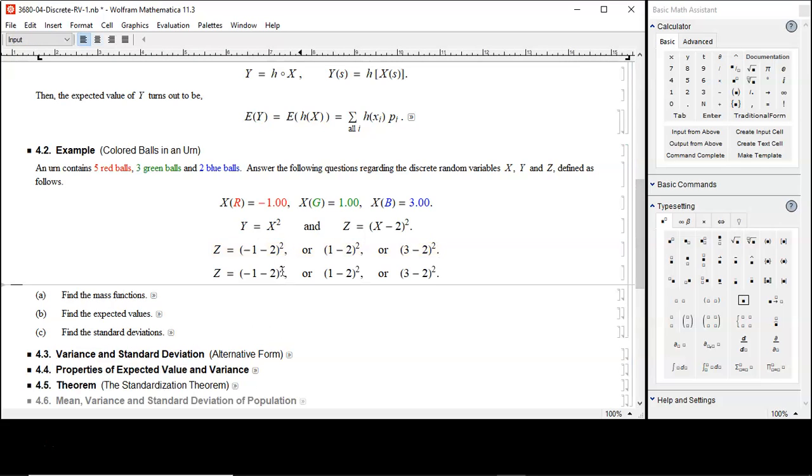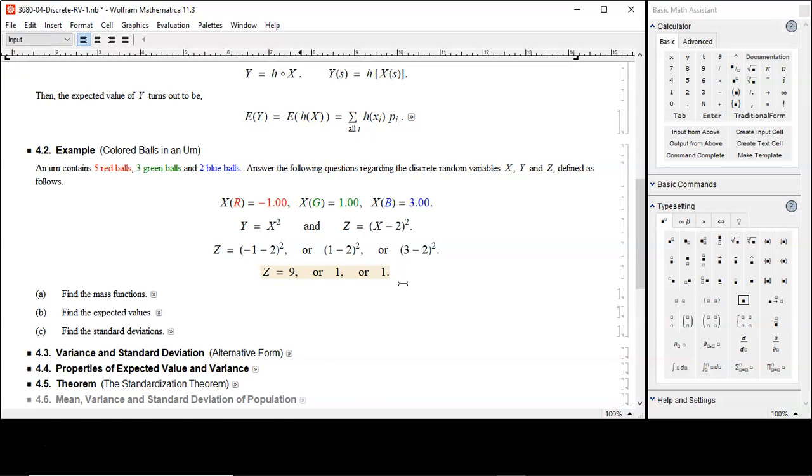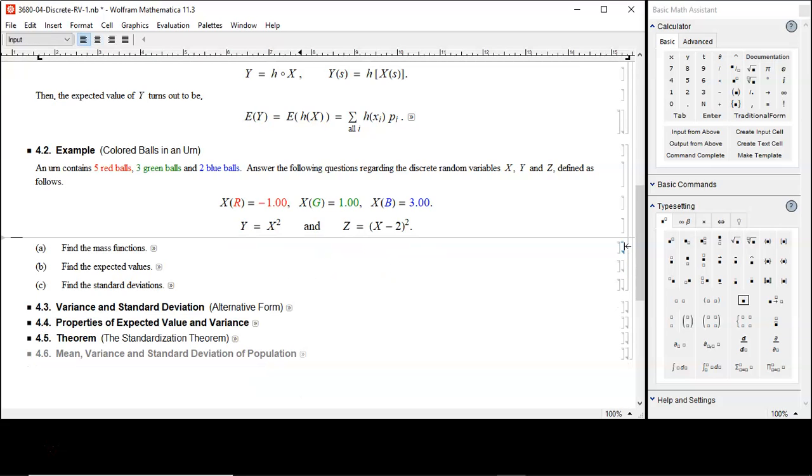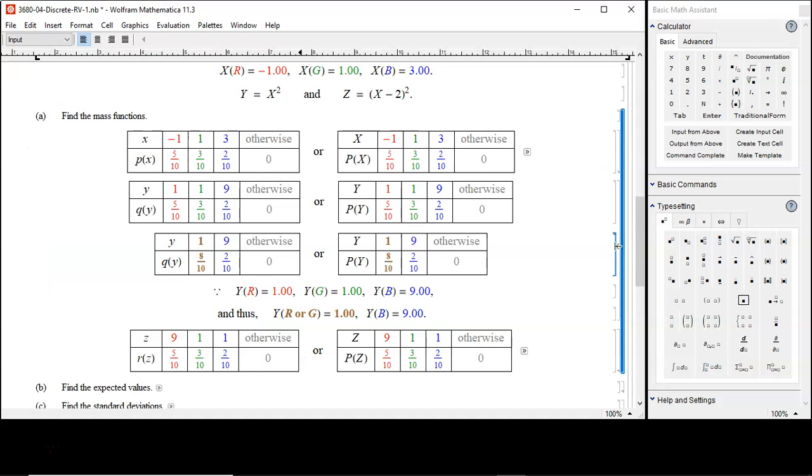So -1 minus 2 squared, -3 squared, so that's 9. 1 minus 2 squared, -1 squared, so that's +1. And 3 minus 2 squared, +1 squared, so it's 1. Just like the previous example, I have 9, 1, 1 again. Previously 1, 1, 9, so it's a little bit different. Okay, alright. Now, what is the probability mass function in this case?